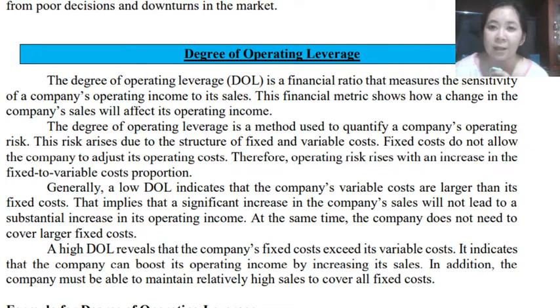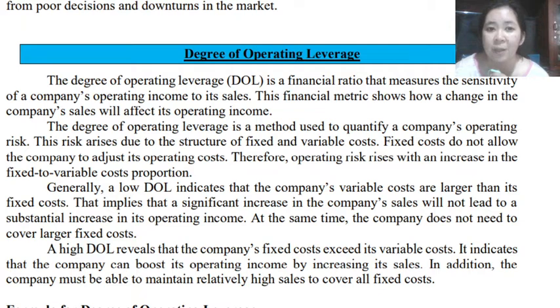Of course, we all know that operating income is coming from the sales generated by the entity. From the sales revenue, we will deduct all the corresponding costs and expenses to get our operating income. So basically, our sales and operating income have a direct relationship. Your degree of operating leverage is a financial ratio that will show this relationship. This is also a method that is used to quantify the company's operating risk.